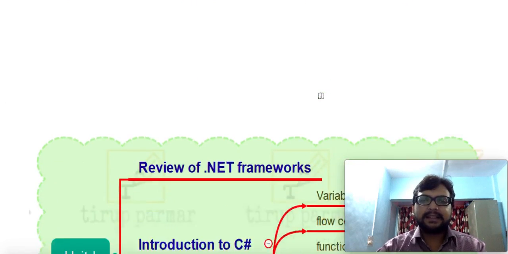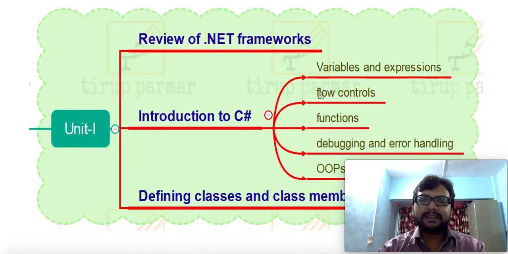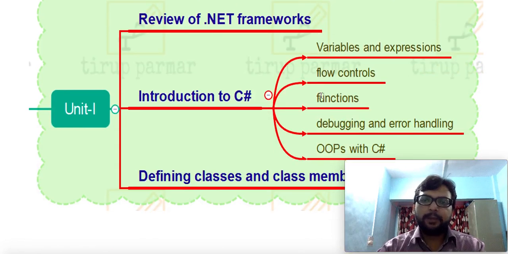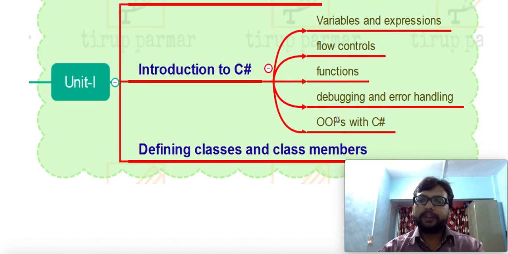So let's start discussing. As you can see, these are our main important topics which we need to discuss with respect to Unit 1. So first, the .NET framework, and in introduction to C Sharp, we are going to discuss what we mean by variable, what different types of expressions are provided here, then flow controls, functions, debugging, error handling, then different object-oriented concepts which are present in C Sharp.